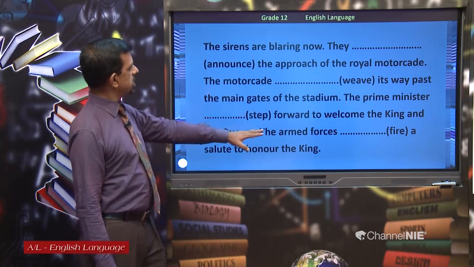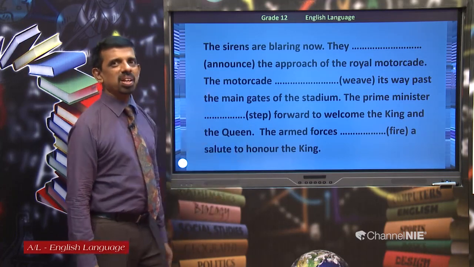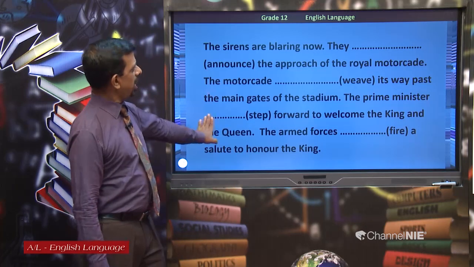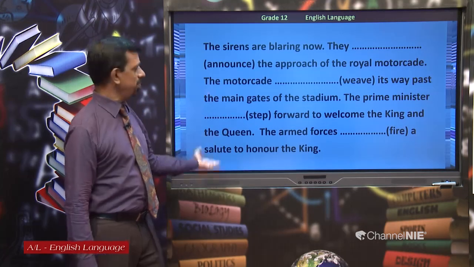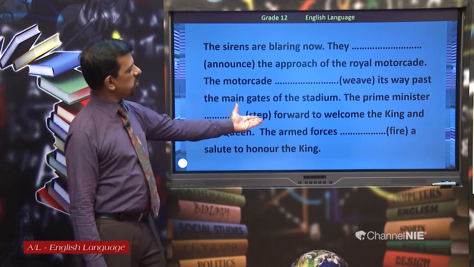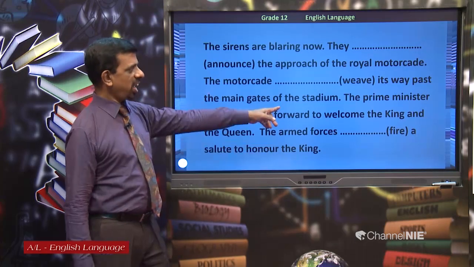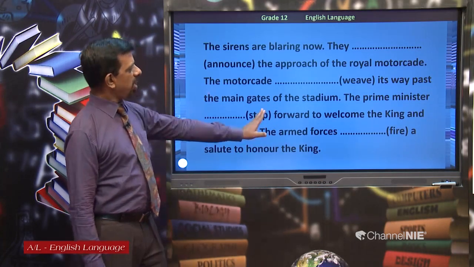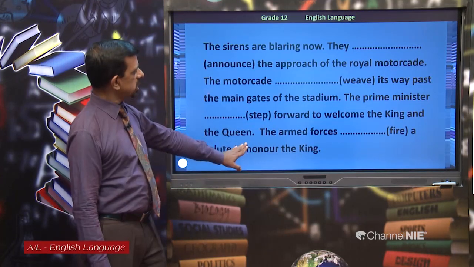The Prime Minister is stepping, okay, P, so you know the rule, what is happening here to the P. The Prime Minister is stepping forward to welcome the King and the Queen. The armed forces are firing, F-I-R-E, so you know what is happening to the E. The armed forces are firing a salute to honor the King.